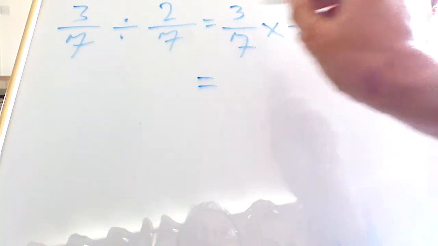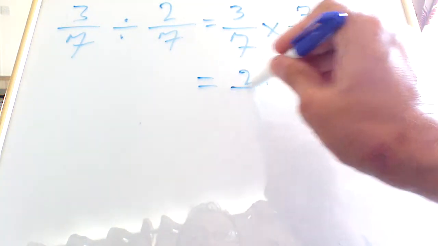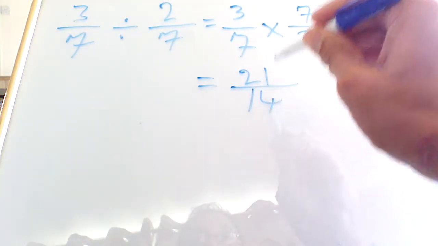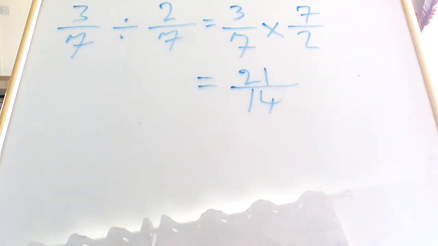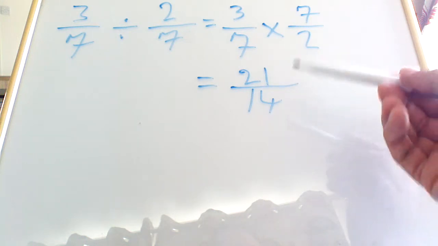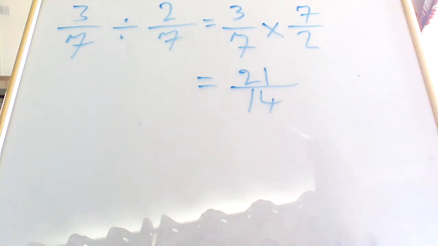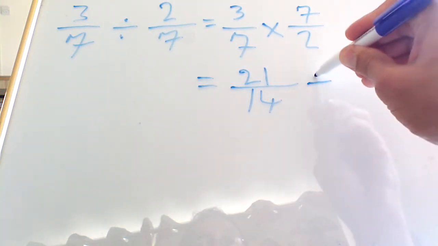And all we do is simply multiply across. 3 times 7 is 21. 7 times 2 is 14. Now for those of you who are pretty good at multiplication, you're going to know the highest common factor straight away here. It's going to be 7, because again we're left with a top heavy fraction, an improper fraction, so we have to simplify that. So let's do that now.